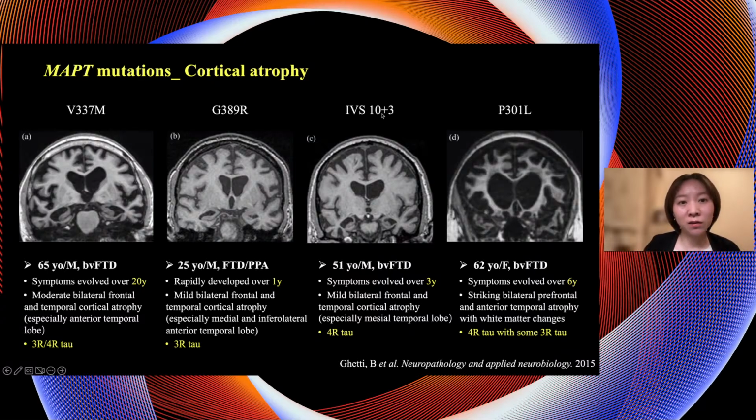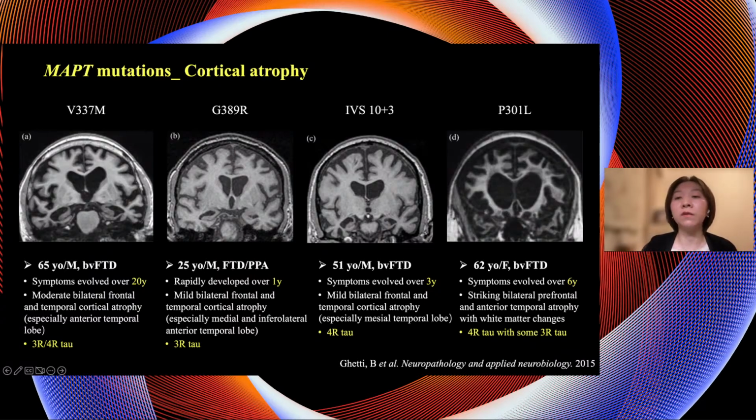This is a 4R tau mutation, IVS10+3. This patient has 3 years of disease duration. We can see symmetric atrophy of the hippocampus and dilation of the ventricle. This one is another 4R tau predominant mutation with some 3R tau, P301L. These patients have only 6 years of symptom onset, but the brain atrophy is more predominant than in other mutations.